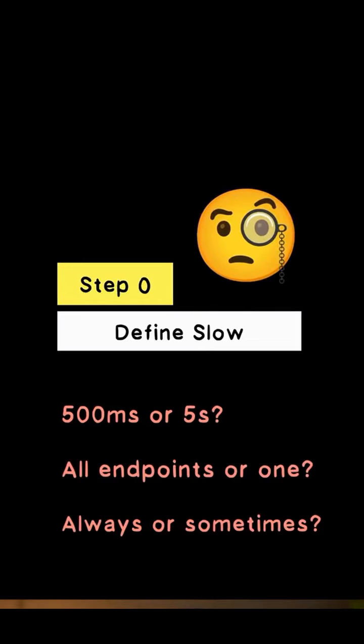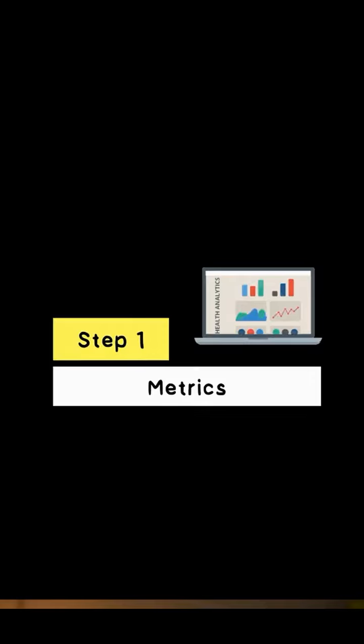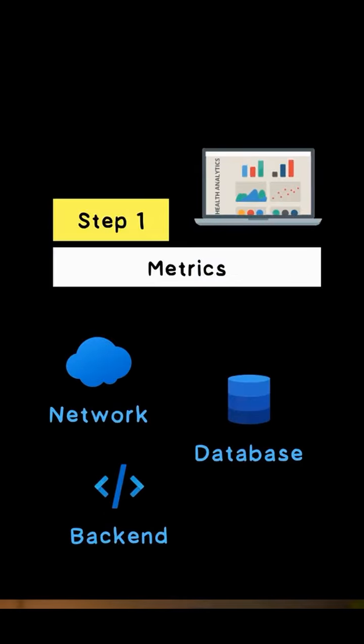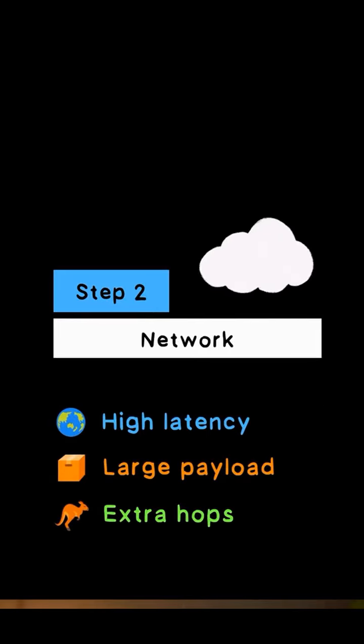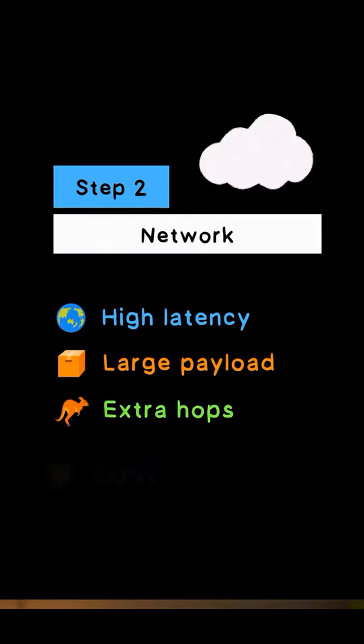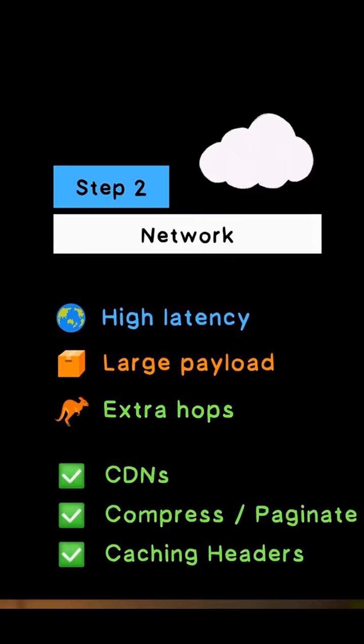Once you have the definition, the next step would be to look at metrics. So if you're using some APM tool like Datadog or Sentry, look at that and find out the layer which is causing latency. If you can't figure it out from there, the first step would be to look at the network. It could be high latency, large payloads, or extra hops taken by the request to reach the server. Some of the ways to fix these issues are using CDNs, compressing the responses, or paginating the large responses, and using proper caching headers where possible.